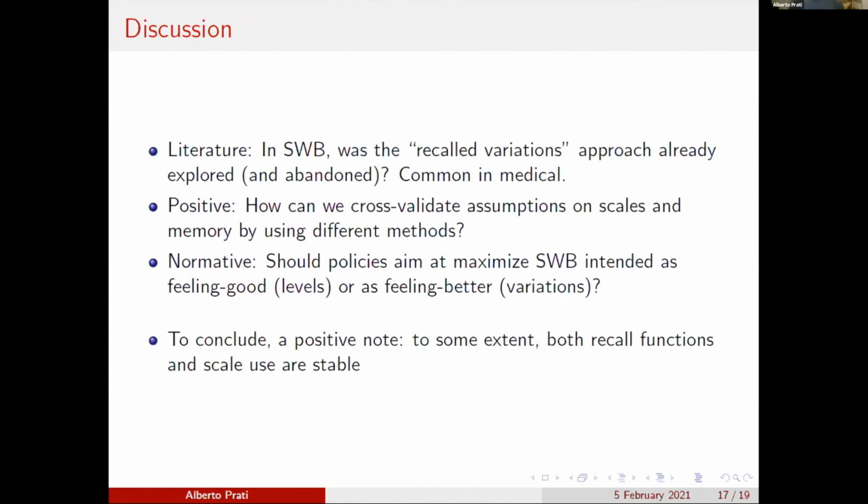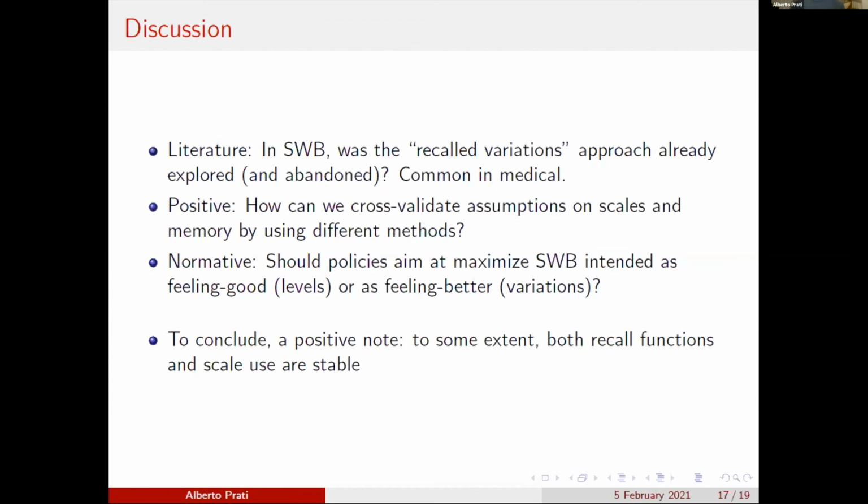Now, the points I would like to have from you are, first, this is quite a simple and naive approach. As has already been mentioned, it's very common in the medical literature to have transition scores, transition reports. But to the best of my knowledge, it's quite rare in subjective well-being research. And I would like to know if I'm missing something. Am I rediscovering the wheel, and it was abandoned for some reason, or why don't we really ask this question? Another point is whether it is actually a useful way of thinking about the problem, the fact of cross-validated assumptions between memory and scale shifting. Do you find it constructive?